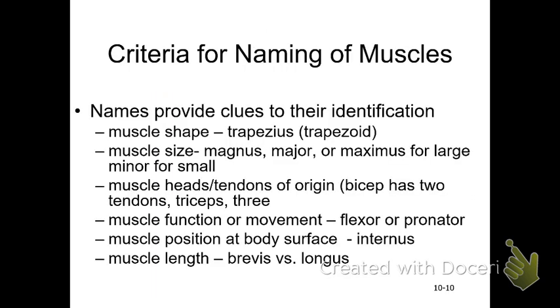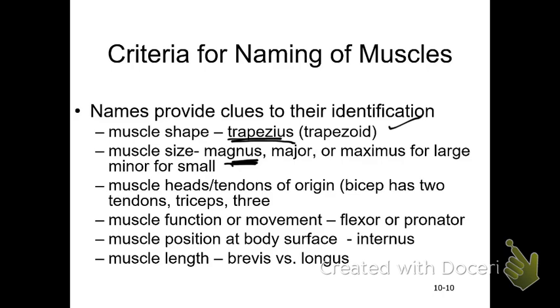Again, how are muscles named? Again, be watching for those clues. So, is the muscle named for the shape, like the trapezoid-shaped trapezius, right? The trapezius. If there is a magnus, right? Then there's probably, that's the largest of something.